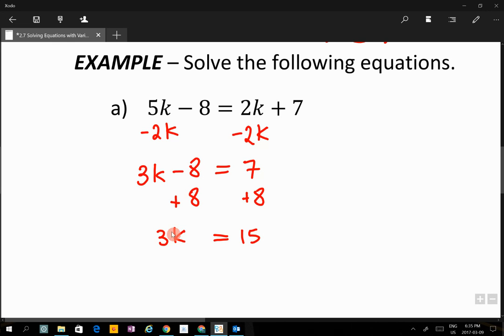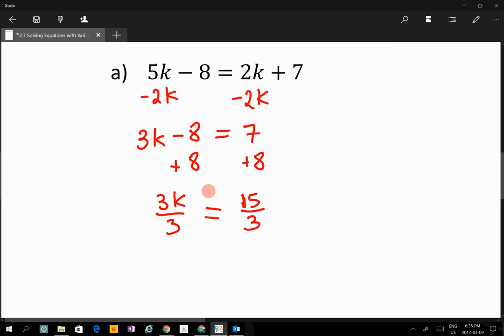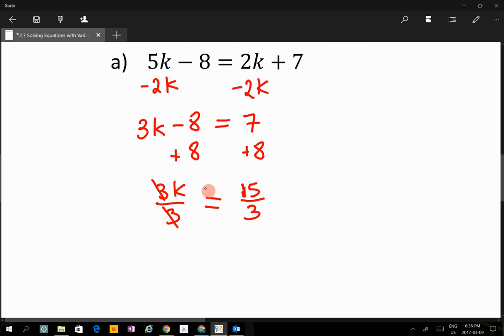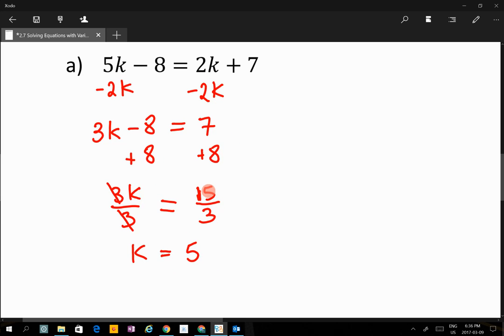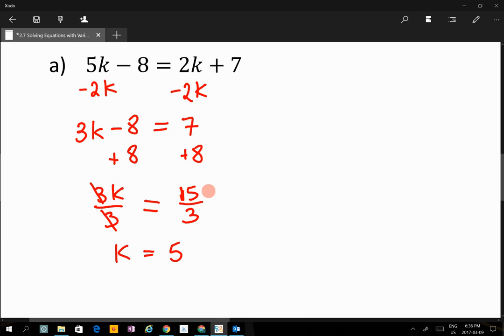So I have now 3k. If I want to isolate my variable, I have to divide by 3. So divide this side by 3, balance it by dividing the other side by 3. It's also important to make sure you line up your equal sign with the fraction lines. That's also good form. Okay, so 3 divided by 3 is 1, leaving me with k equals 15 over 3, which is 5.